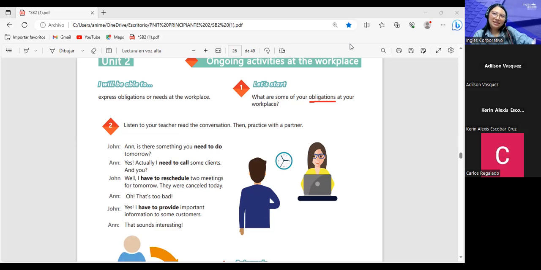In my case, as a teacher, one of my obligations is to start the English class on time. It's an obligation. I need to check the attendance list. It's an obligation. I need to report any inconvenience. Tengo que reportar immediately cualquier inconveniente que pase. I need to report immediately any inconvenience during the class. I need to check the platform. I need to check the activities from the book. Esas son las que se me ocurren, mis obligaciones ahora en la noche, en la clase. How about you, class? What are your obligations?